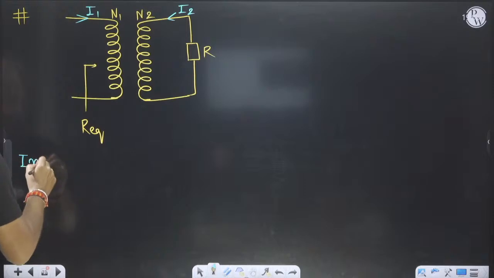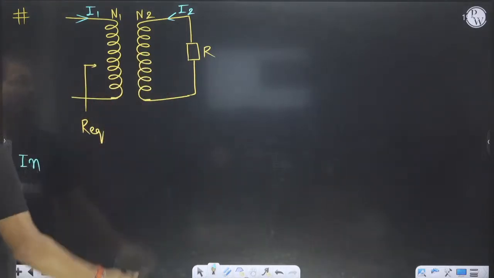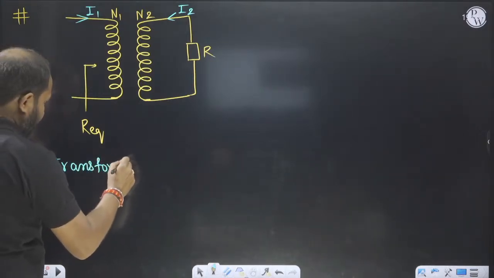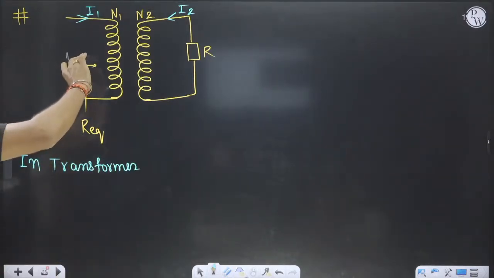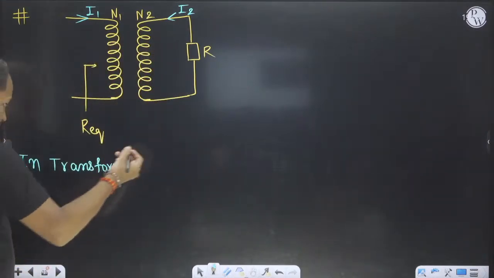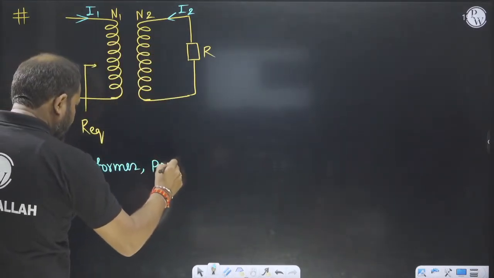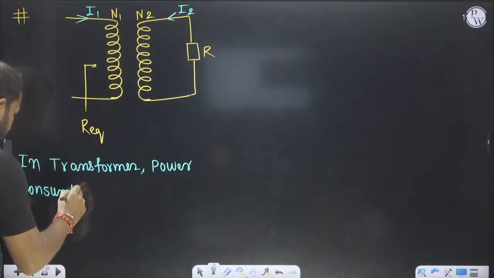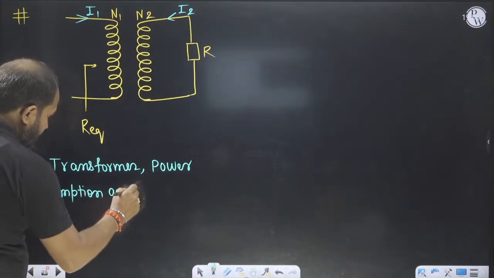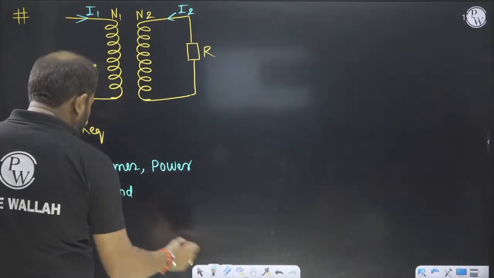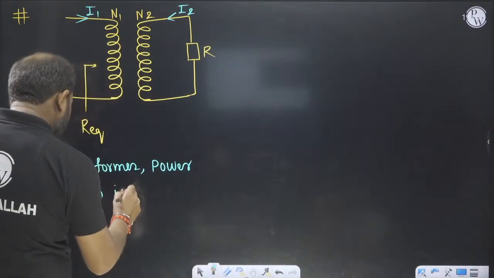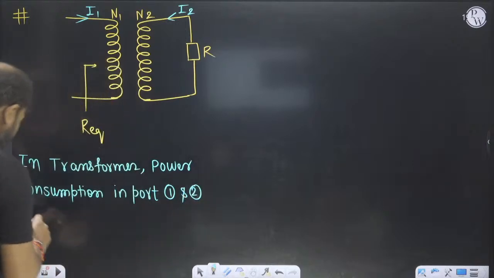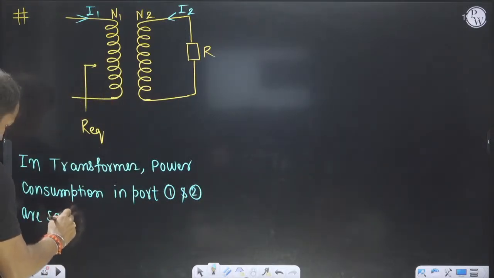So I can say that in a transformer net power loss should be 0. In this case there is no power amplification. So in a transformer, power consumption in the first port and second port are the same. Power consumption in port 1 and 2 are the same.